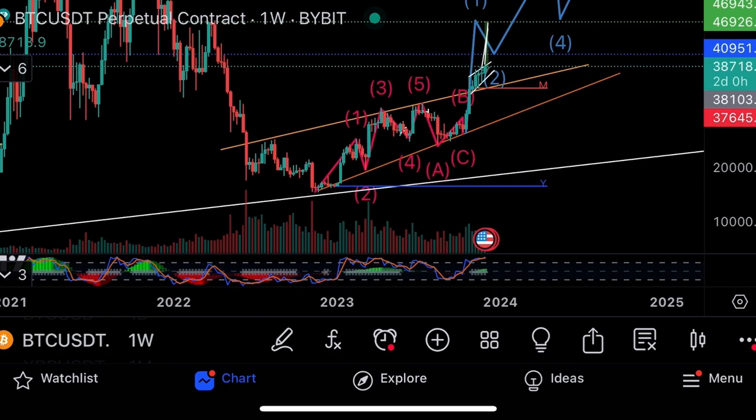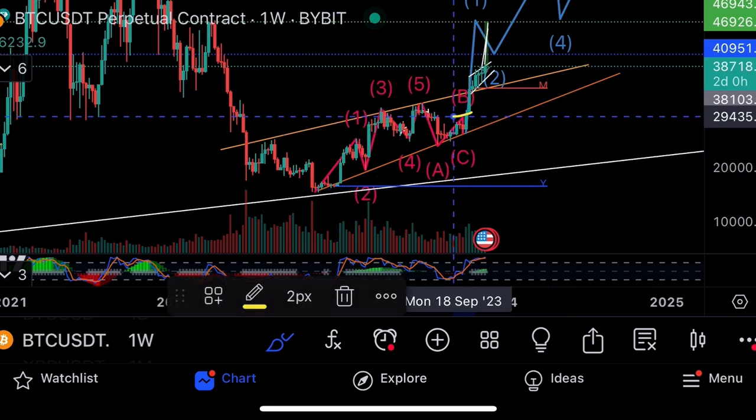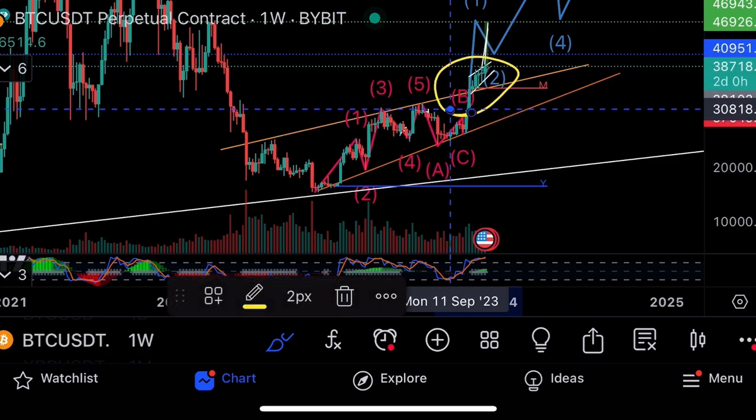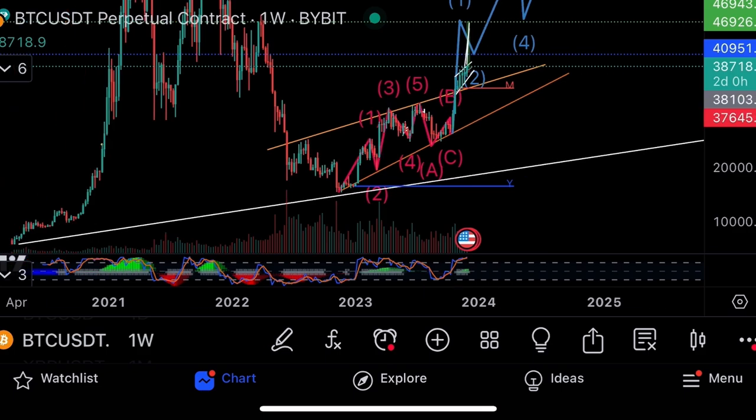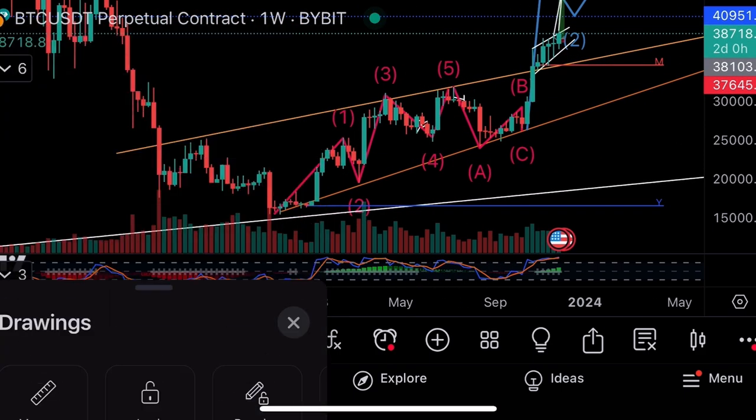Learn all this in the crypto course. There is a rising wedge that Bitcoin broke out of, invalidating it. And now we're above it. We did what you're seeing here, this 1, 2, 3. This is an Elliott wave count.